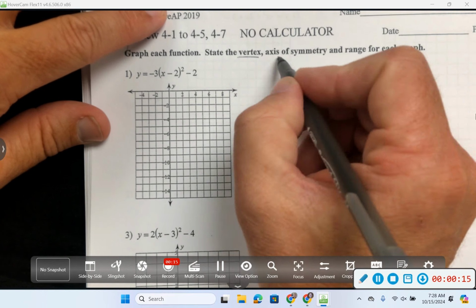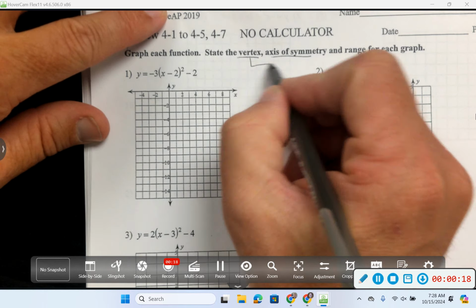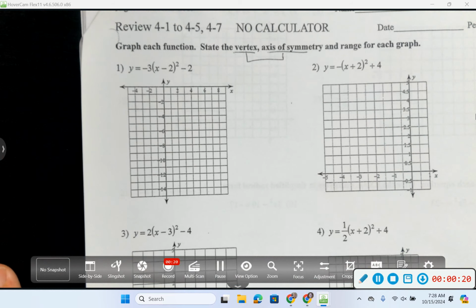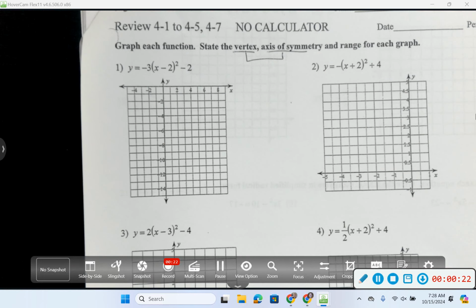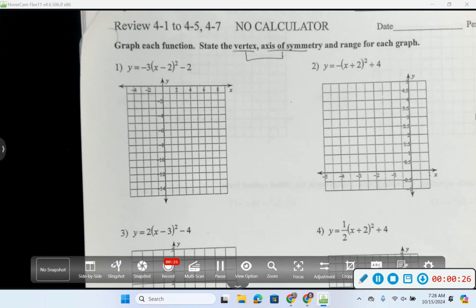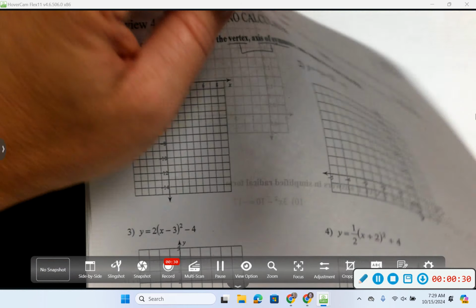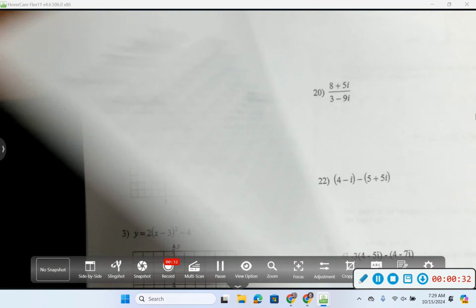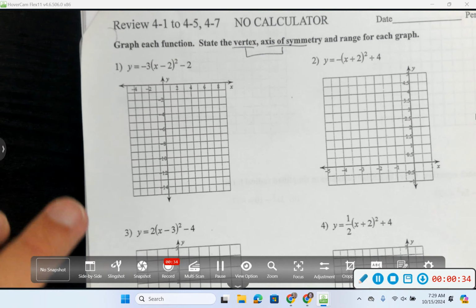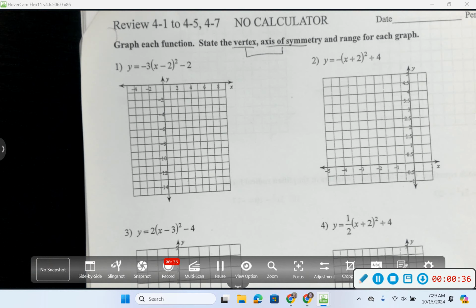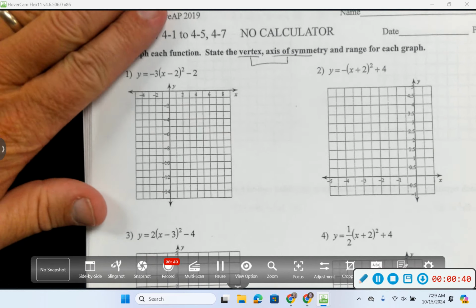State the vertex, axis of symmetry. Obviously, those are very much related things since the axis goes through the vertex, and the range for each graph. Just big picture, 1 through 4 ask some of the same stuff as 5 through 8, but 1 through 4 are in the vertex form, so it's easy to locate the vertex. 5 through 8 we'll have to do something a little bit different.